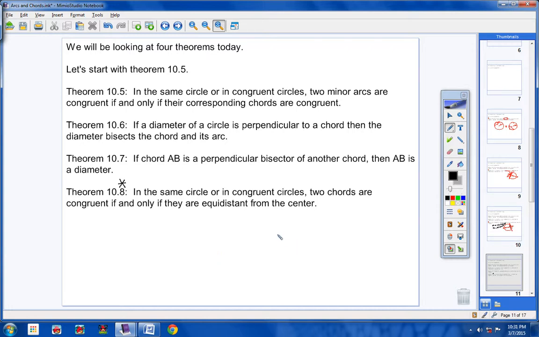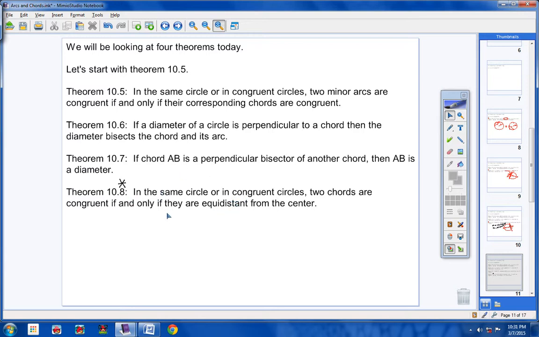the center. Now first of all, notice the if and only if, okay? So because of the if and only if, you could also say if two chords are equidistant from the center, then they're congruent. Or you can say if two chords are congruent, then they're equidistant from the center. Got that? Let me say it again.